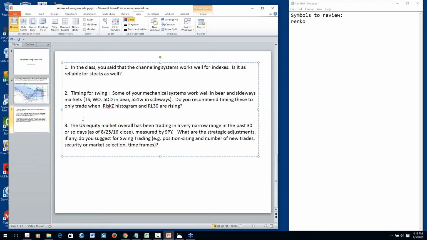Tom asked, the U.S. equity market overall has been trading in a very narrow range in the past 30 or so days. What strategic adjustments, if any, do I suggest for swing trading, such as position sizing, the number of new trades, the target selection or market selection, or timeframes? Generally speaking, what I would say is about a sideways choppy kind of market, or even sideways quiet.